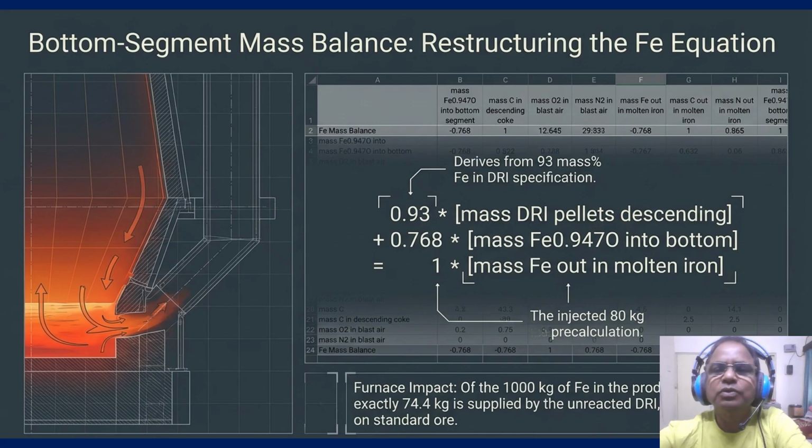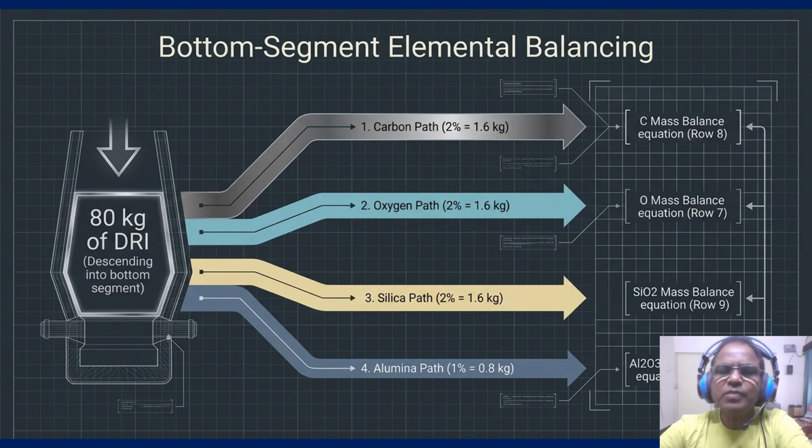Coming to the bottom segment elemental balancing. Here, beyond the iron, DRI brings its own chemistry into the bottom segment. The diagram shows four distinct paths flowing from an 80 kilogram DRI input into our matrix row.